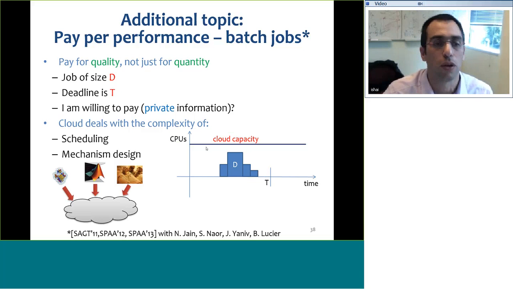So here is a different pricing mechanism. The user will specify the job size and the deadline. And again, this is a simplified setting. We actually have a more realistic one, because there are parallelism considerations and so forth. I won't get into this, but in a very basic setting, the job is of size D, the deadline is T, and I'm willing to pay a certain amount of money, and now the cloud needs to decide how to schedule. Think of a Tetris game, how to place all the different jobs. Here you see a single job. How do you place all the jobs so that each job meets its deadline and gets enough resources?